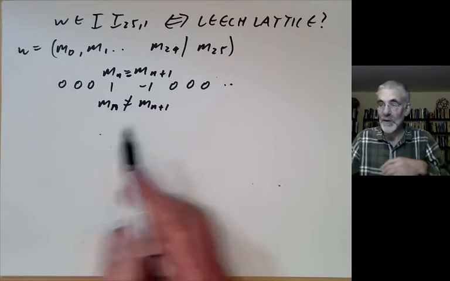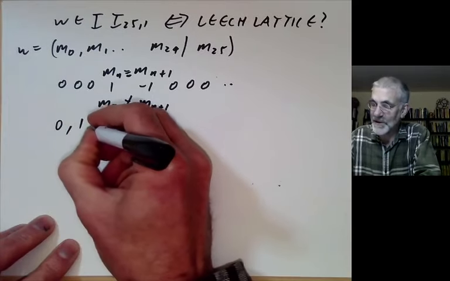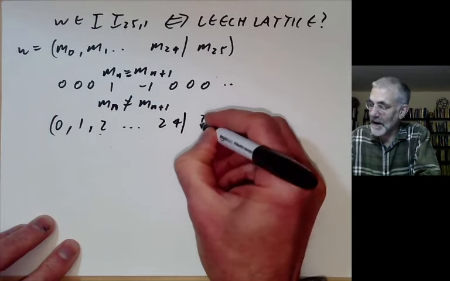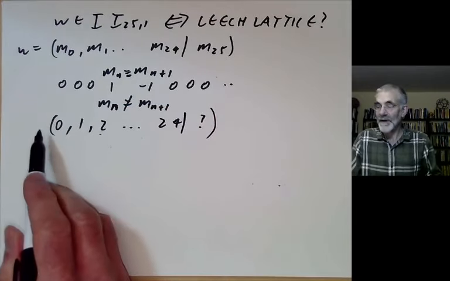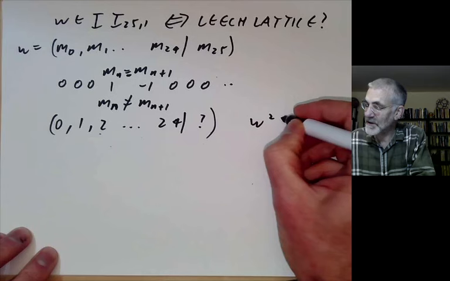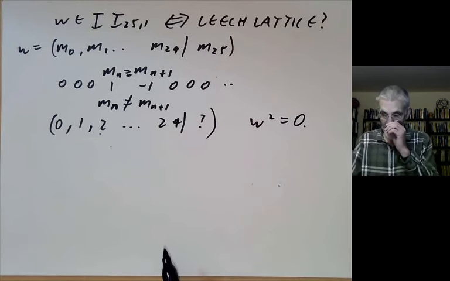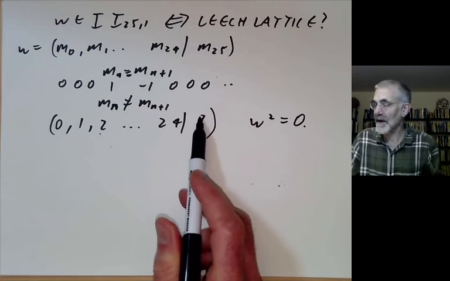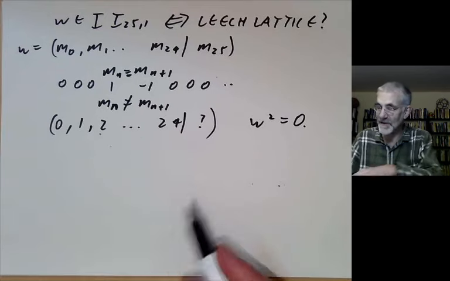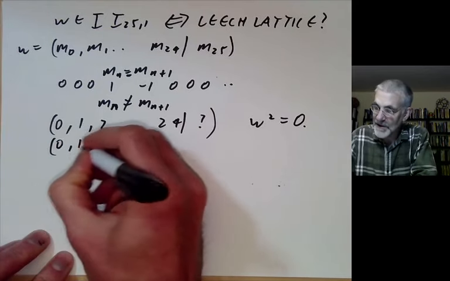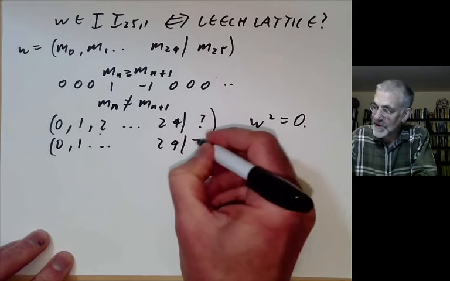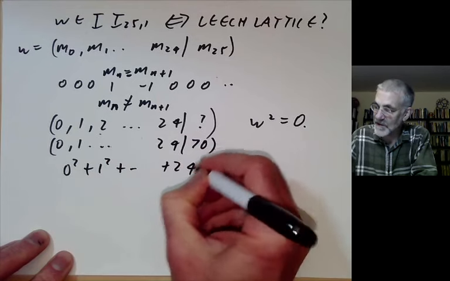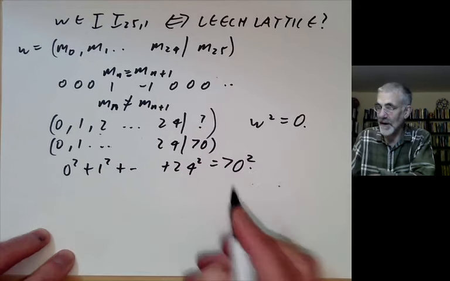no two of them are equal up to sign, and there's an obvious way of doing this, which is we just take 0, 1, 2 up to 24. Now we've got to put something there. And now there's another constraint, which is we must have omega squared equals 0. And that means we've got to find a number here whose square is equal to the sum of the squares of these numbers. And by a weird coincidence, there is such a number, which is 70, because 0 squared plus 1 squared, and so on all the way up to plus 24 squared is equal to 70 squared.